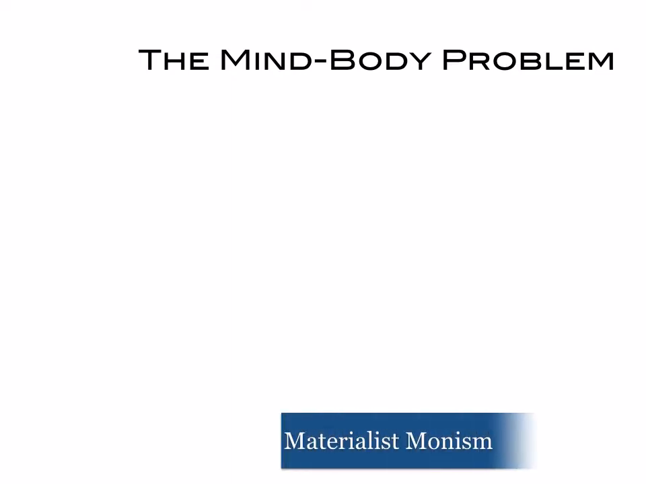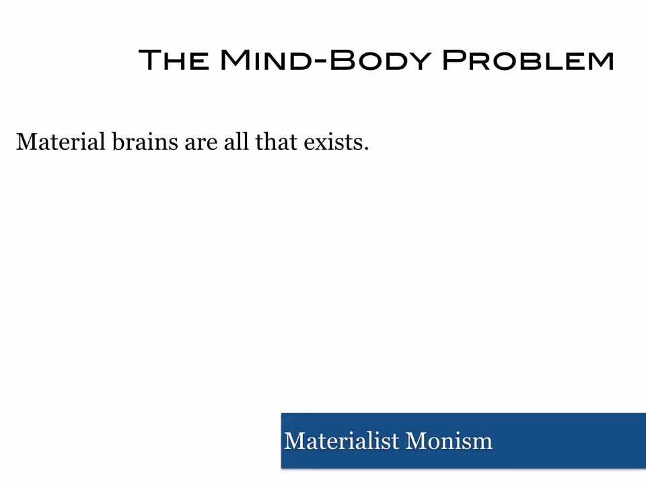Really, what you'll need to do in these two chapters is make sure that you read the material closely. But we'll start with materialist monism, which comes from chapter 16. In short, this position says material brains are all that exists. And so here's how our mental life could be conceived.